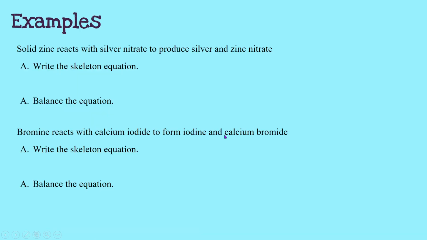I know sometimes it can be really hard to see what's going on, so I wanted to show you guys that. So here we have a couple of reactions we're going to do, and then we're going to get out of here. So it says solid zinc, okay, so they're telling us our state of matter, reacts with, there's my plus sign, silver nitrate to produce, arrow, silver plus zinc nitrate, like that, okay? So we're going to write our skeleton out. So zinc, solid, reacts with plus silver nitrate.